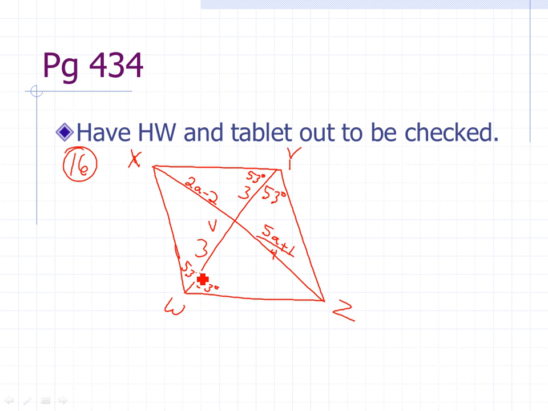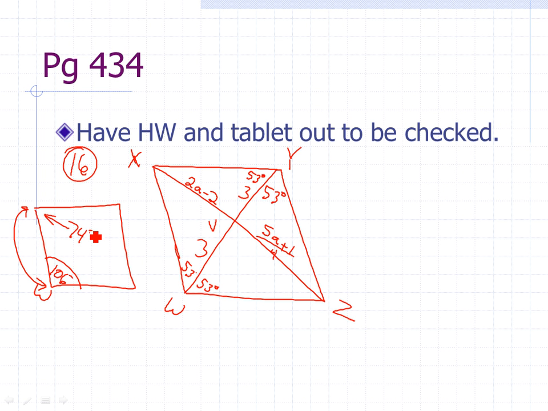Now, if we're looking at this rhombus, how much is this whole angle? Angle W? 106. What do you know about angles that are right next to each other, consecutive angles? They add up to 180. So if that's 106, what's this angle up here have to be? 74.